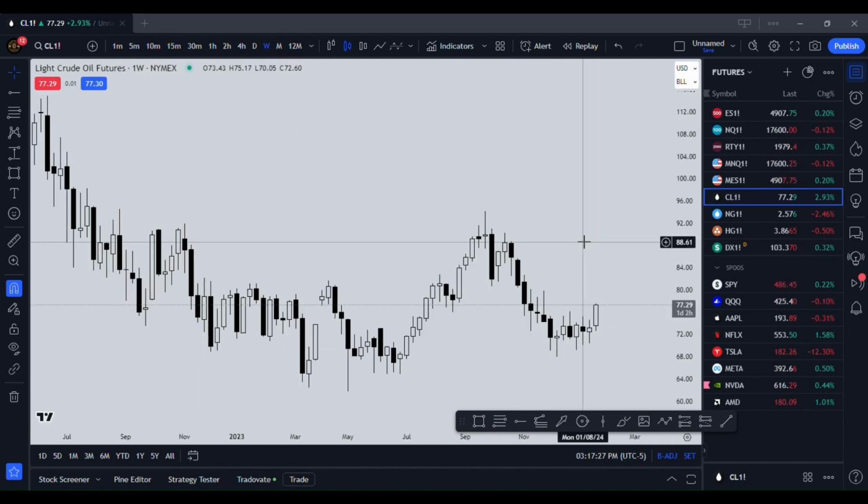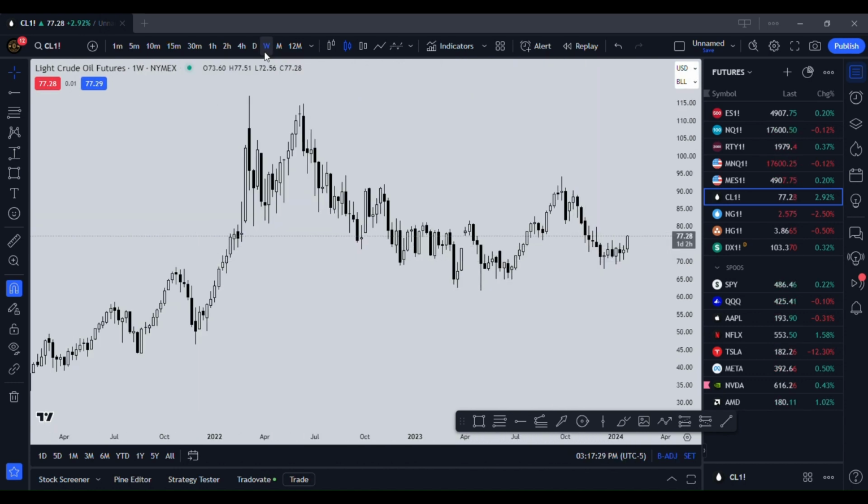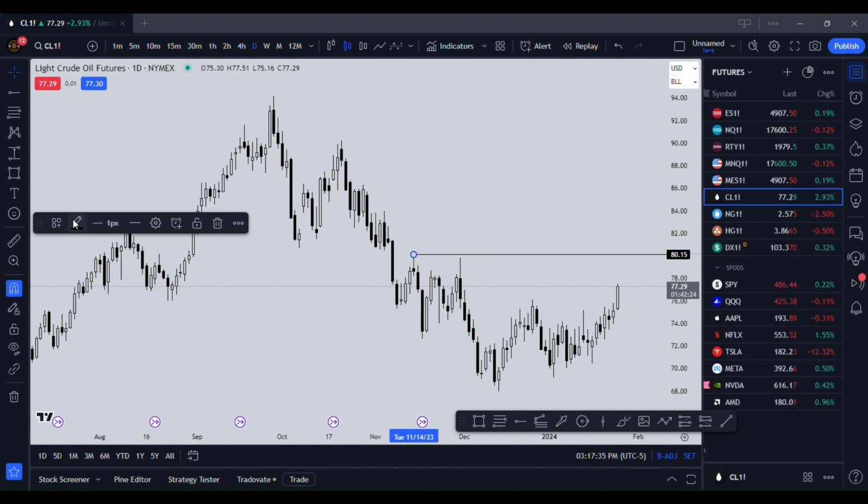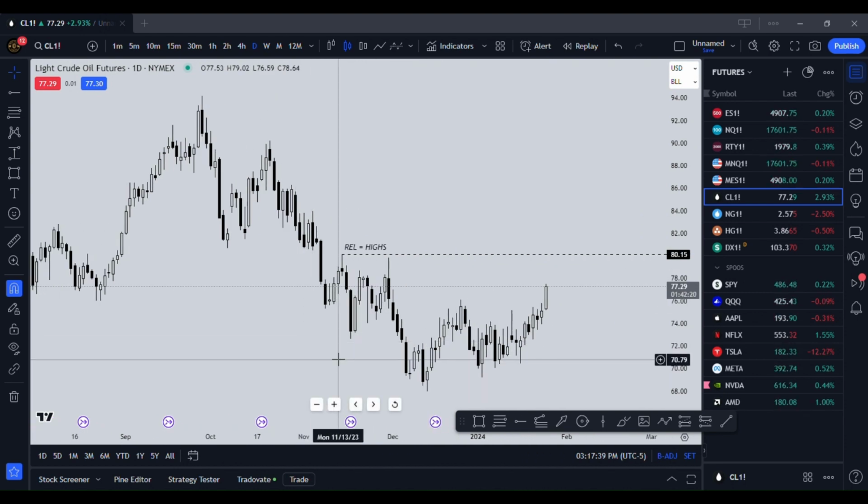Yeah, and I'd like to see some continuation here. This is on a weekly time frame, daily. I'd really like to see these relative highs here get taken out. I do think that's definitely a good possibility, right?